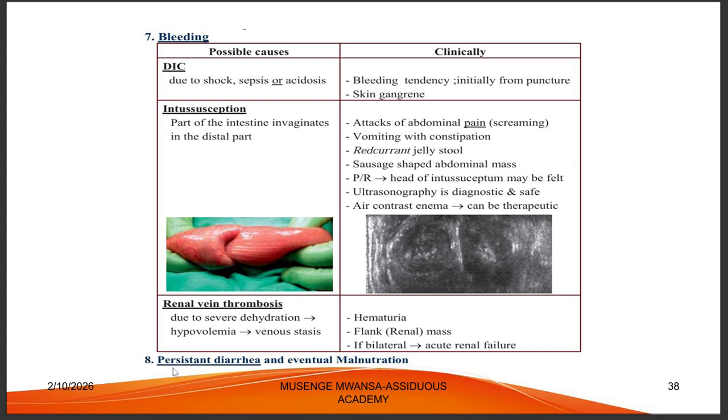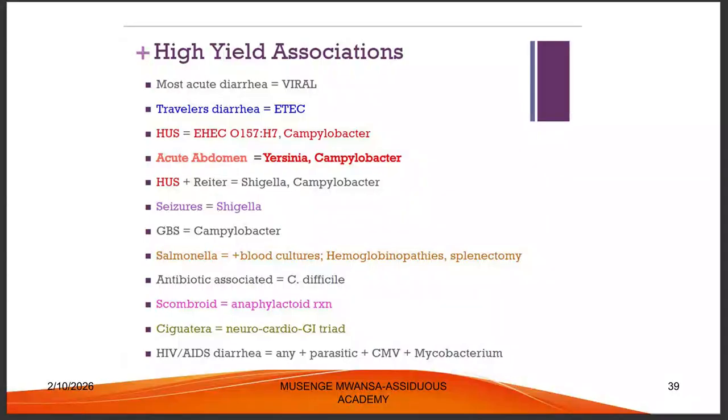So, another complication is actually persistent diarrhea, which can lead to malnutrition. Some associations that we need to know with diarrhea: the most common cause of diarrhea is viral, specifically the rotavirus. Traveler's diarrhea is caused by the enterotoxigenic E. coli. Hemolytic uremic syndrome is caused by enterohemorrhagic E. coli. We call it the O157:H7. You need to know this number, O157:H7. Even Campylobacter jejuni can also cause a hemolytic uremic syndrome.